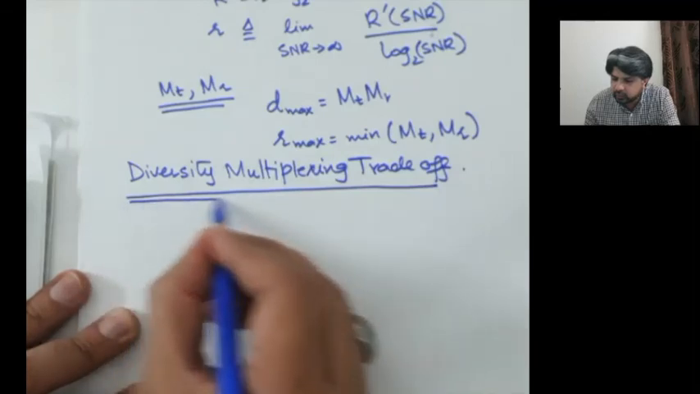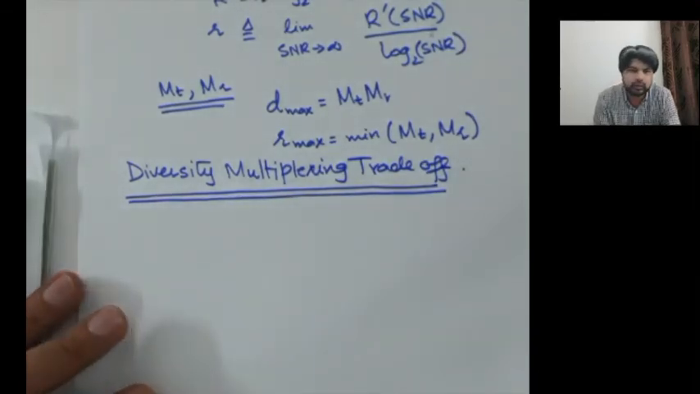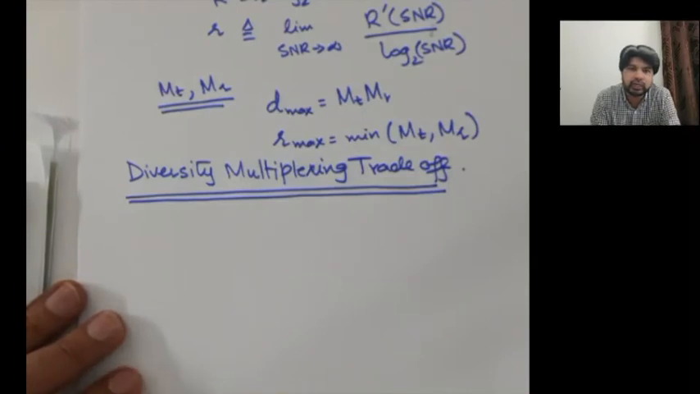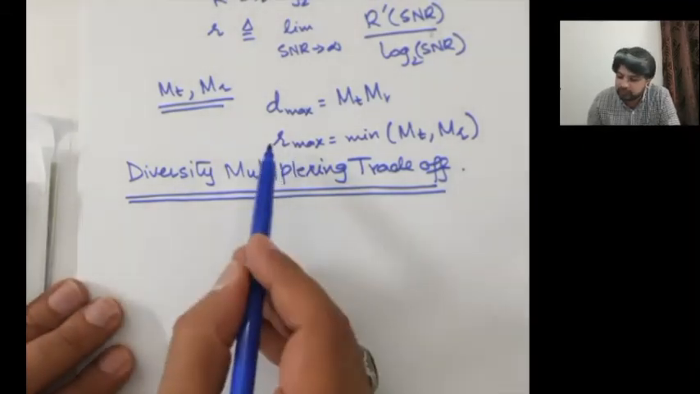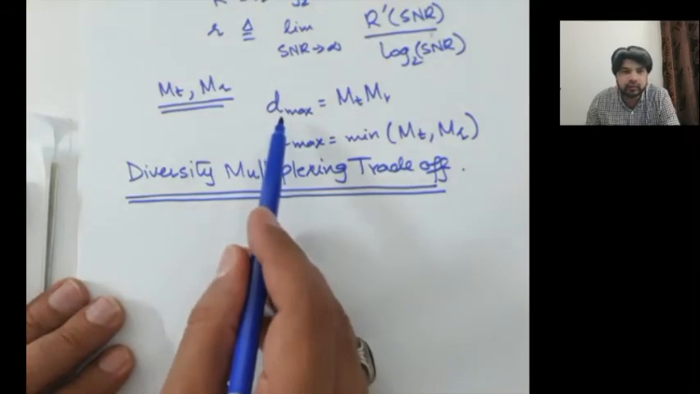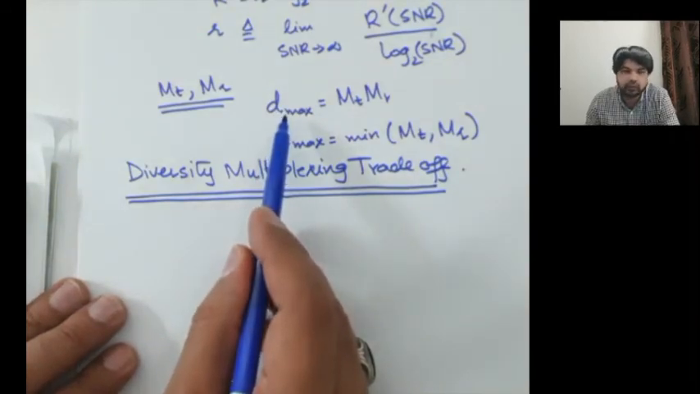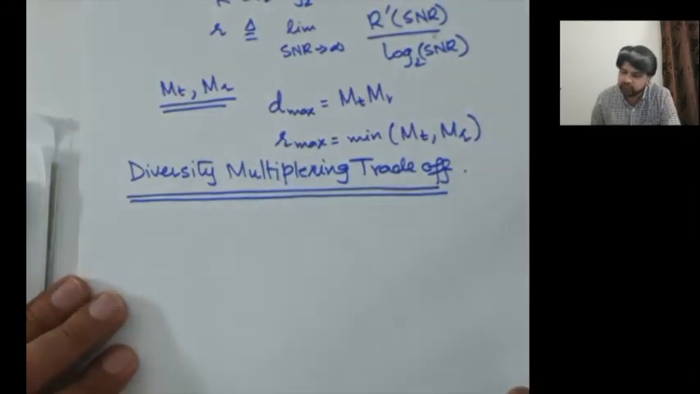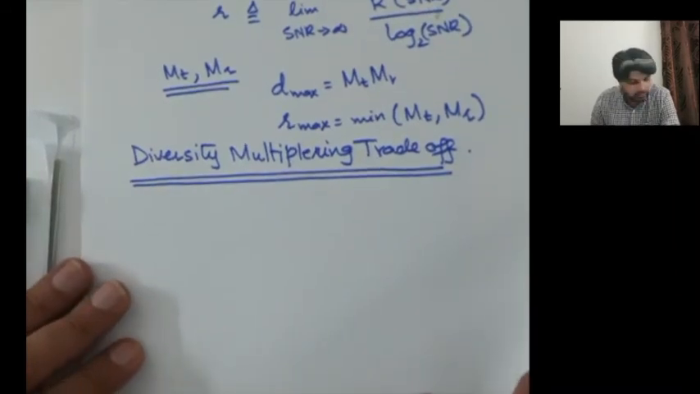One thing that you can already notice is that if you want to increase your R, your D would decrease. And if you want to increase your D, your R would decrease. So increasing your multiplexing gain would decrease your diversity gain. Increasing your diversity gain would decrease your multiplexing gain. So that is the classic trade-off.